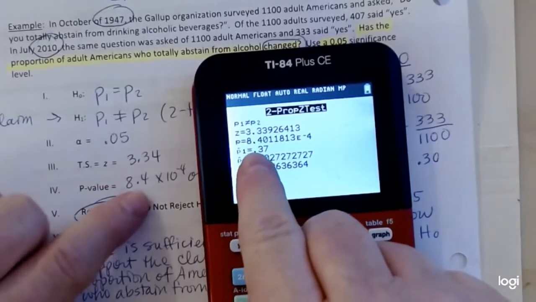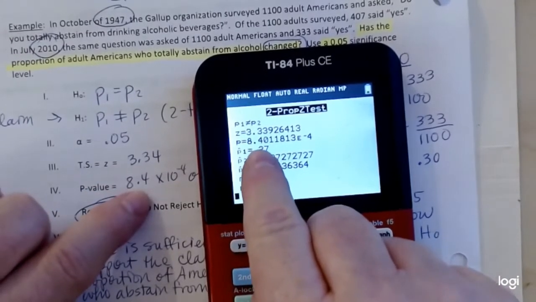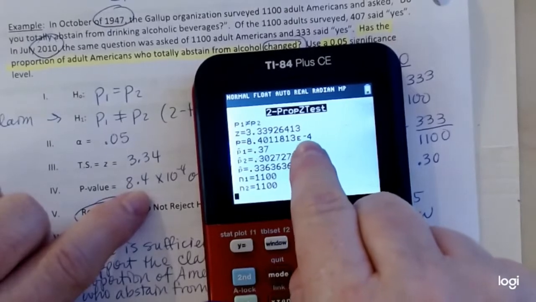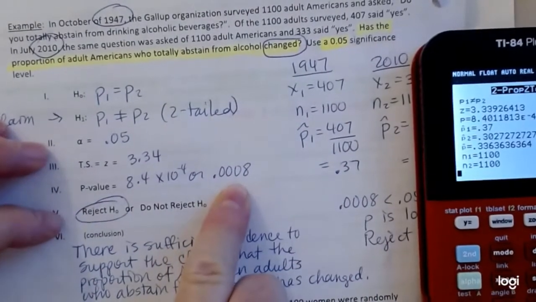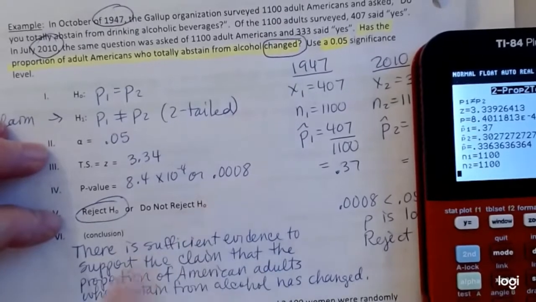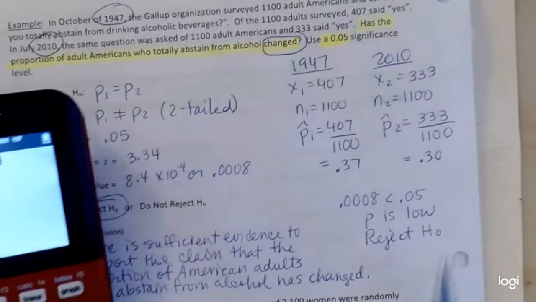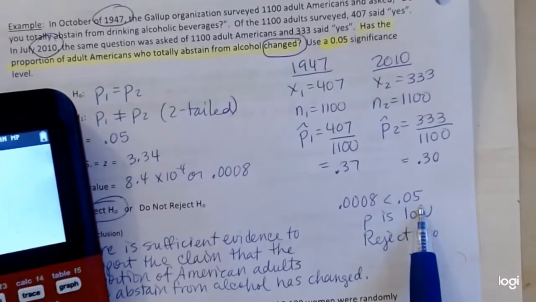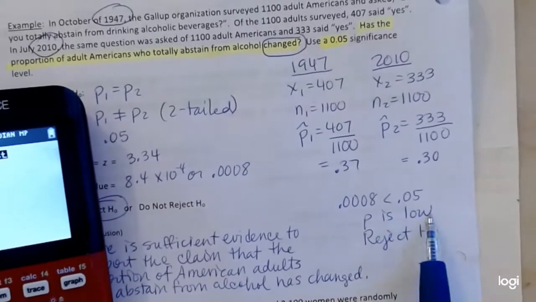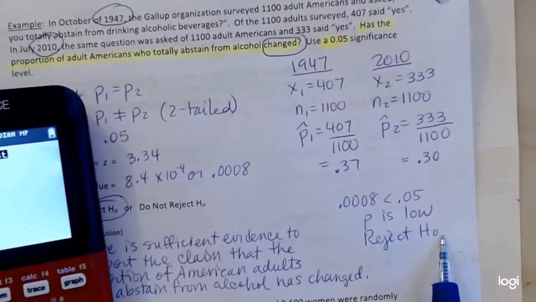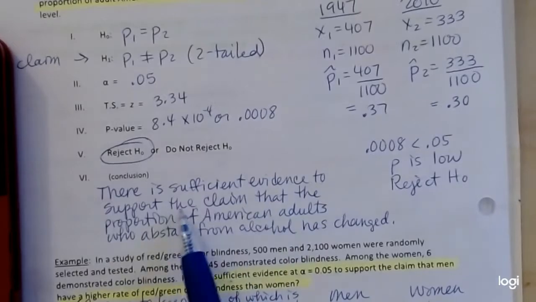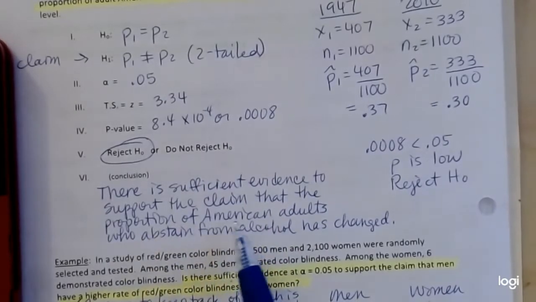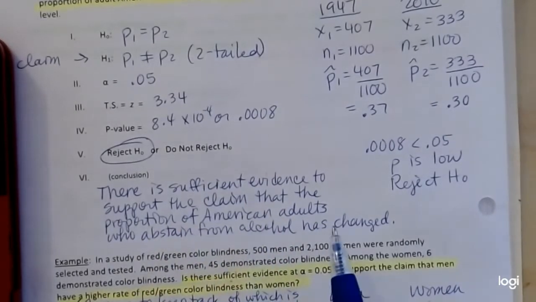The probability, the p-value is 8.4 times 10 to the negative 4. Remember, this is scientific notation, which if you write it out is 0.0008, which is very small. It is a lot smaller than our alpha, which is 0.05. So p is low, so we reject H naught. And when we reject H naught, the conclusion is there is sufficient evidence to support the claim that the proportion of American adults who abstain from alcohol has changed.